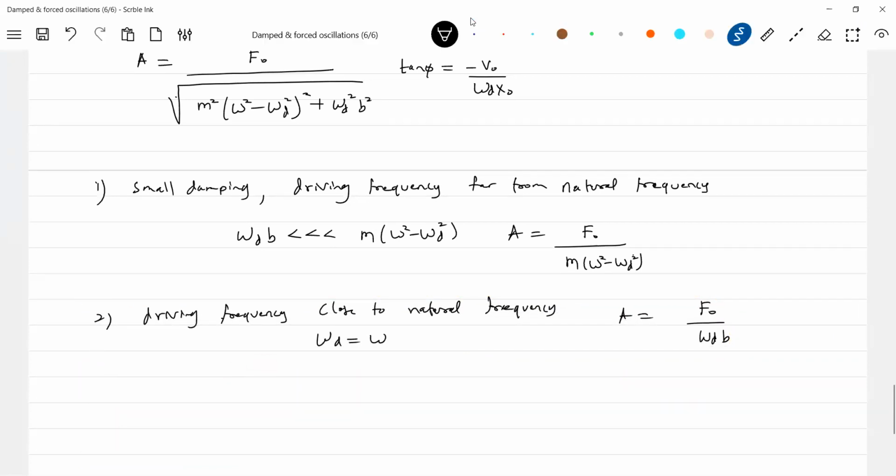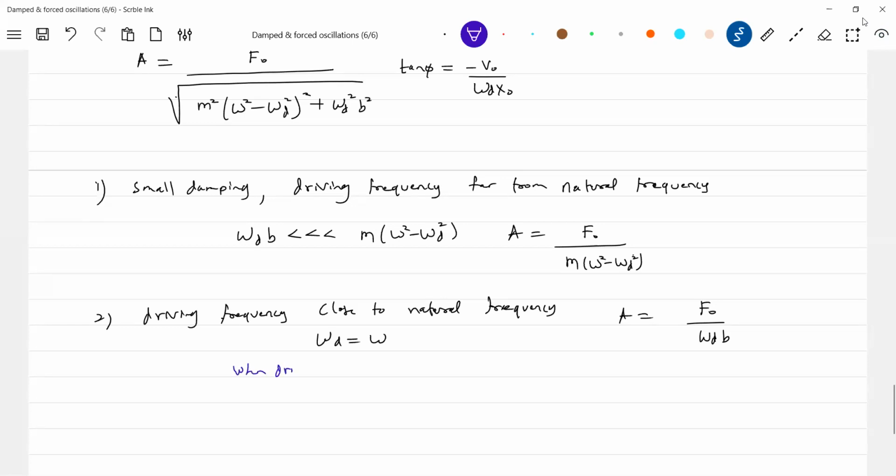Now there's a thing, when the driving frequency is close to the natural frequency, then the amplitude is given by this particular formula. This is called resonance. It can never be infinity. Omega equal to omega, it can never be infinity. It'll be very large. So this particular condition is called resonance.